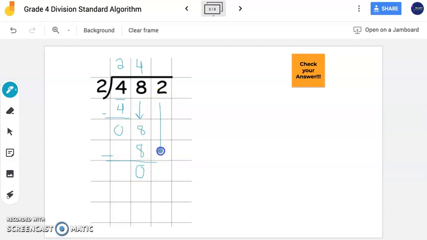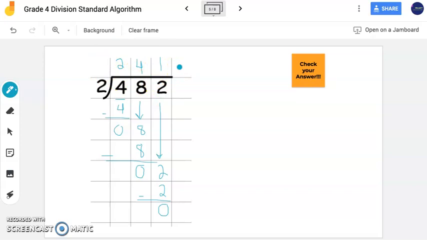I'm going to bring down the 2 because I still have another digit there. 2 times what number gets me closer exactly to 2? 2 times 1 is 2. I'm going to subtract, and I'm left with 0, which is telling me I have nothing left over. So the quotient is 241, which is the answer to this problem.